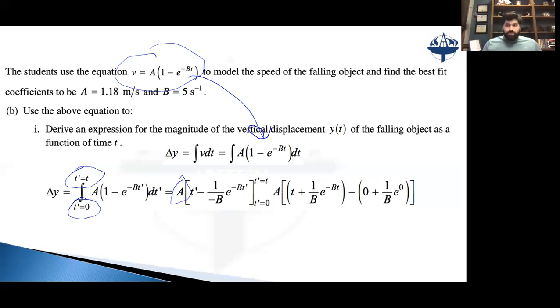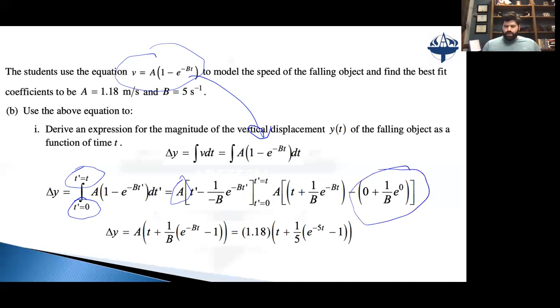Now, you could simplify this a little bit further. When we evaluate at 0, e to the 0 is 1, so that's just 1 over b. We subtract that through. That gives us 1 over b times the quantity of e to the negative bt minus 1, plus t, and then A being multiplied by that entire thing.